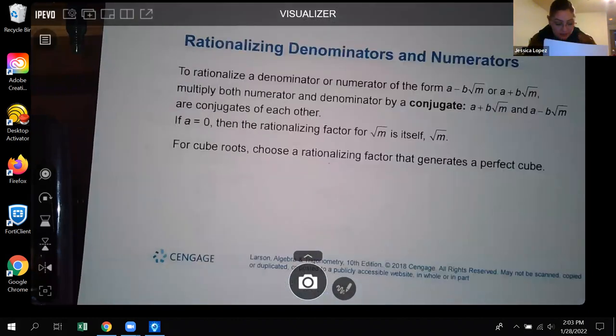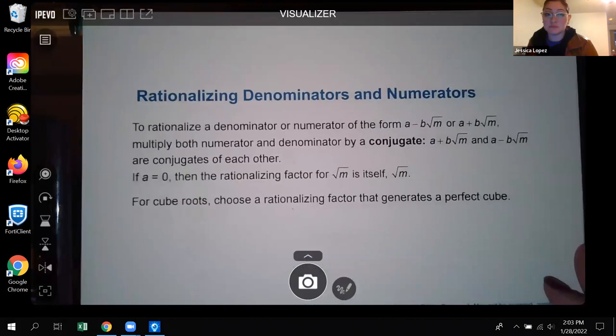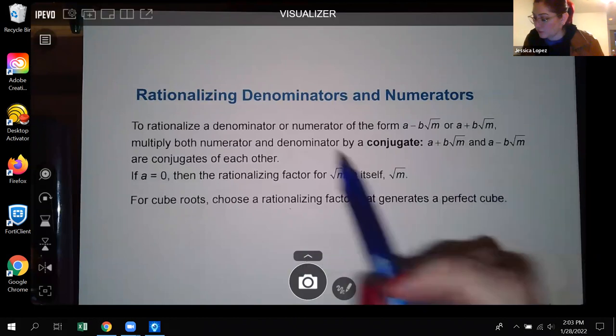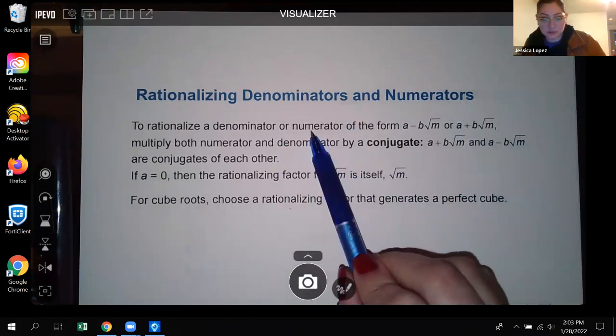So finally we get into rationalizing the denominator. This one's a good one. This is like, they said it's not simplified until the bottom doesn't have a radical. But what if it does have a radical? How do you get rid of it, right? That's this process, okay? So it says to rationalize a denominator or even a numerator, if they happen to want you to do that. This is not standard practice, though.